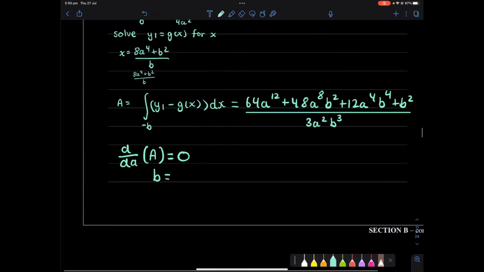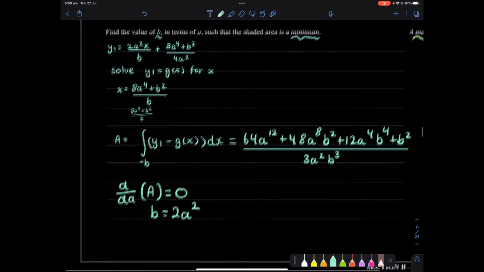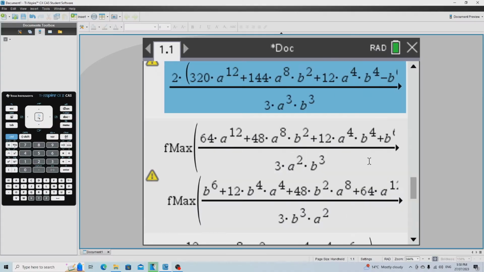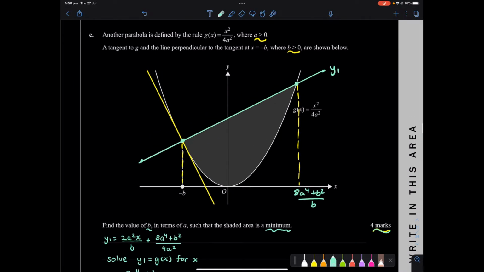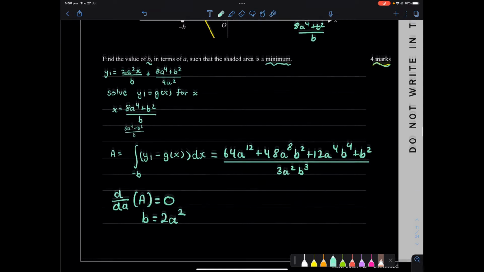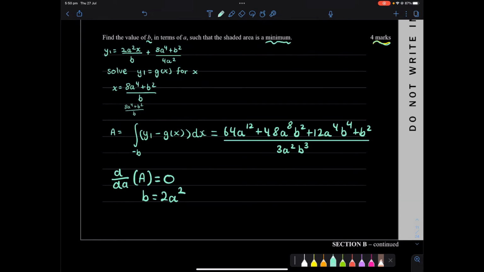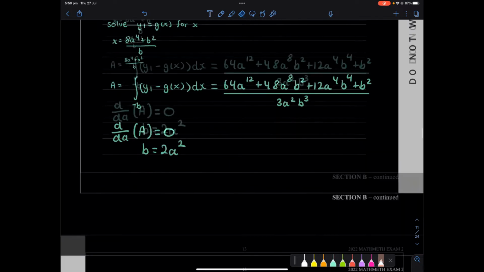Is that right? b equals 2a squared? Or was it b equals negative 2a? We got b equals negative, but okay, this was the maximum. We want the minimum, so it should be b equals 2a. Hope that's right. So, find the value of b in terms of a such that the shaded area is a minimum. I think it is, not too sure, I need to check it after. So dA over db equals 0. Okay, hope that's right. Well, let's move on to the next question.